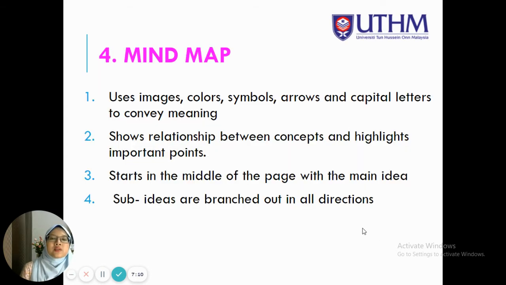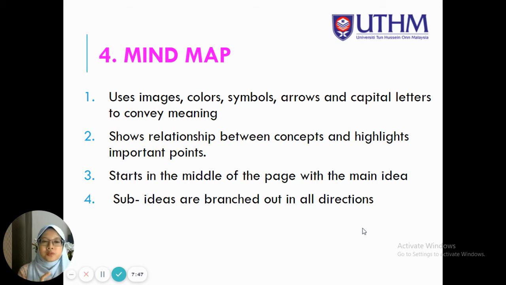Next one, mind map. You can use a mind map to produce notes, where you can also include images, colors, symbols, arrows, and capital letters to convey meaning. So not only can you write, but you can also draw pictures or include pictures related to it. This is very useful, especially for visual learners. Number 2, it shows relationships between concepts and highlights important points.